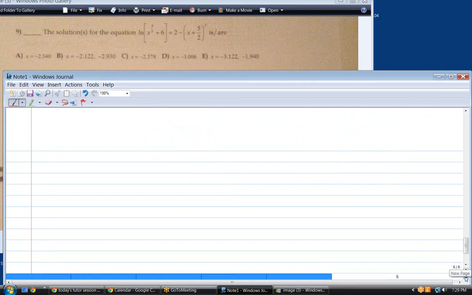Okay, so here we have a logarithmic equation. And you're allowed to use your calculator. Yep. To solve it.